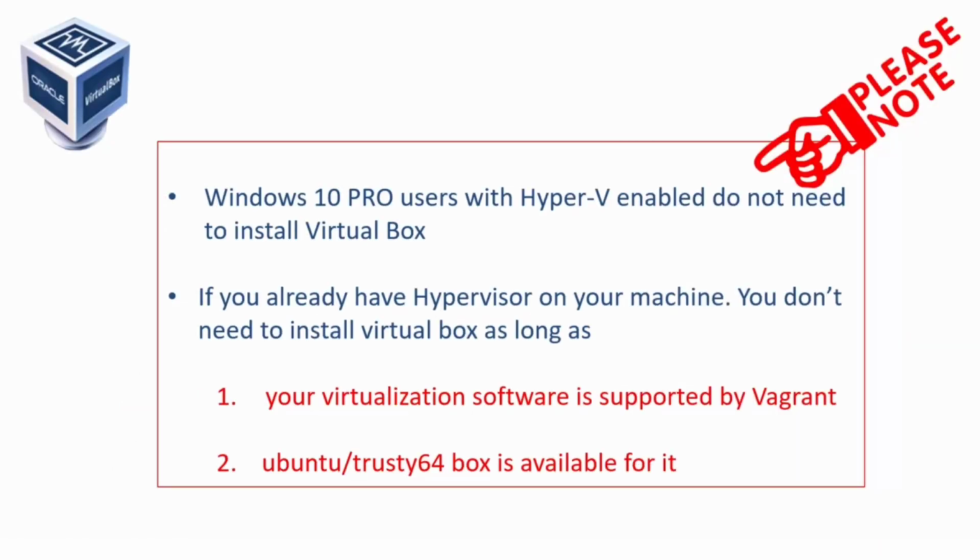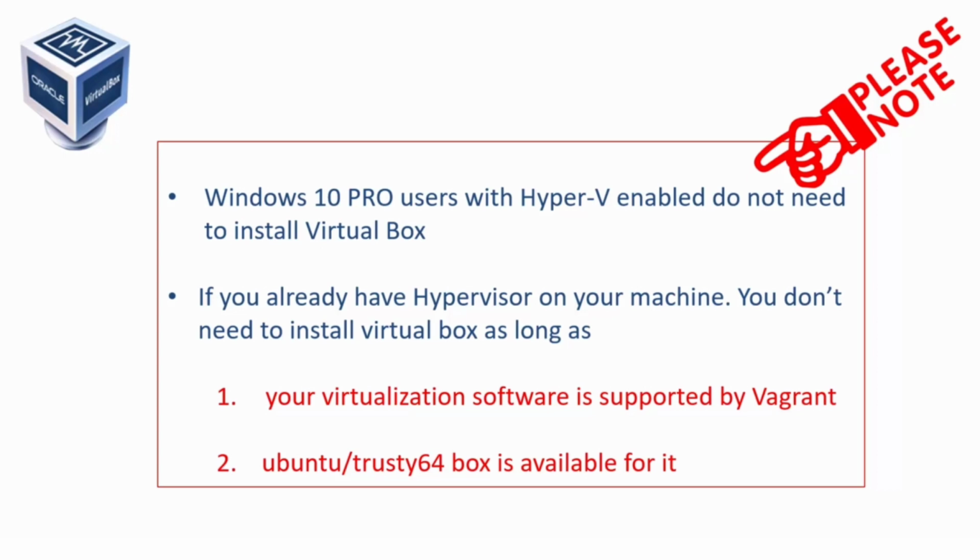Now, before we proceed with the installation of Oracle VirtualBox, I just want to make sure that you are aware of the fact that you don't have to use VirtualBox. You can, in fact, use other virtualization softwares. So for example, if you are on Windows 10 Pro, you may use Hyper-V if it is enabled on your machine. In that case, you would not need to install VirtualBox. But if you are on Windows 10 Home version, then you will need to install the VirtualBox.